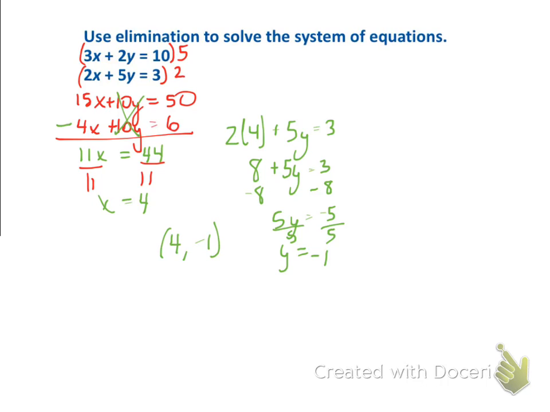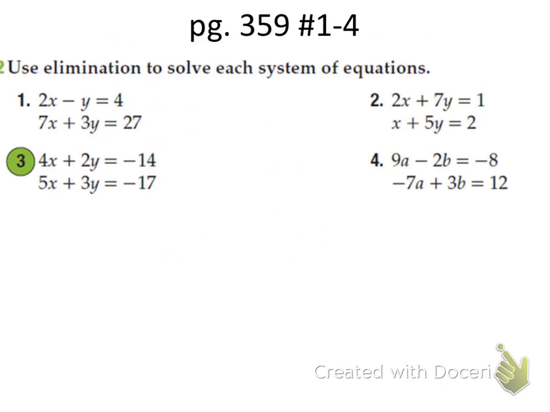Okay, so you guys are getting the hang of this. Why don't you practice a few problems here? I've got 4 problems for you. Page 359, numbers 1 through 4. And you'll notice you're going to need to do quite a bit of multiplication in order to be able to eliminate. Okay? Good luck.